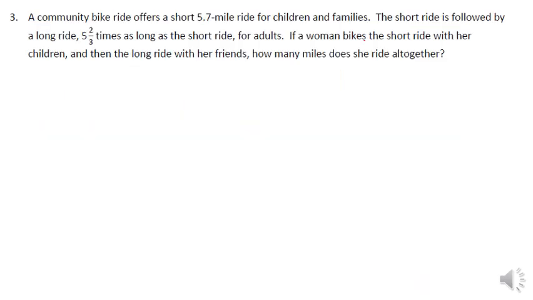Okay, 3. A community bike ride offers a short 5.7-mile ride for children and families. The short ride is followed by a long ride. It's 5 and 2/3 times as long as a short ride for adults. If the woman bikes the short ride with her children and then the long ride with her friends, how many miles does she ride altogether?